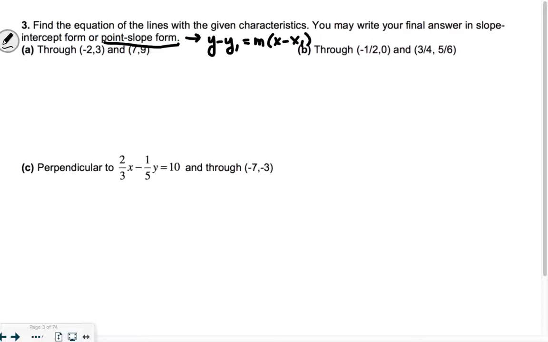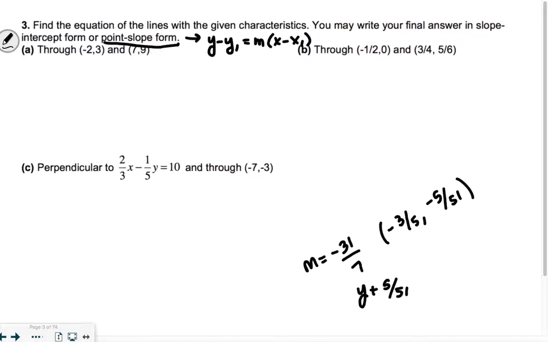Because sometimes you get the lovely m equals negative 31 over 7 through the point negative 3/5, comma, negative 5 over 51. Calculus is like that. But if I ask you to write the equation of the line, you know what you do? You write y plus 5 over 51 equals negative 31 over 7 times x plus 3/5. And you circle that. You're done.